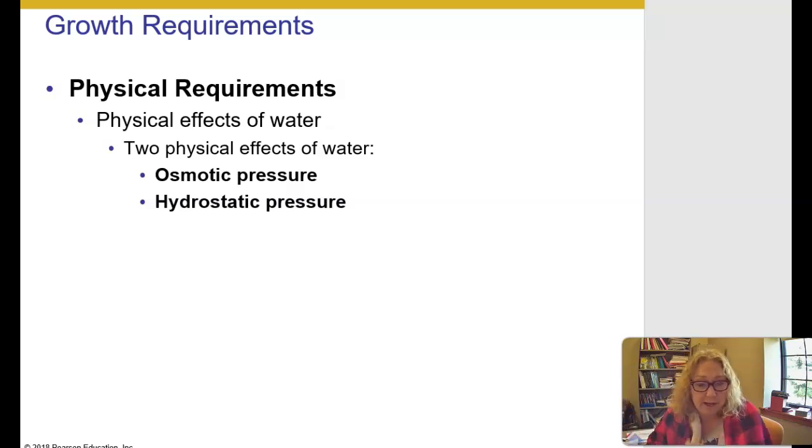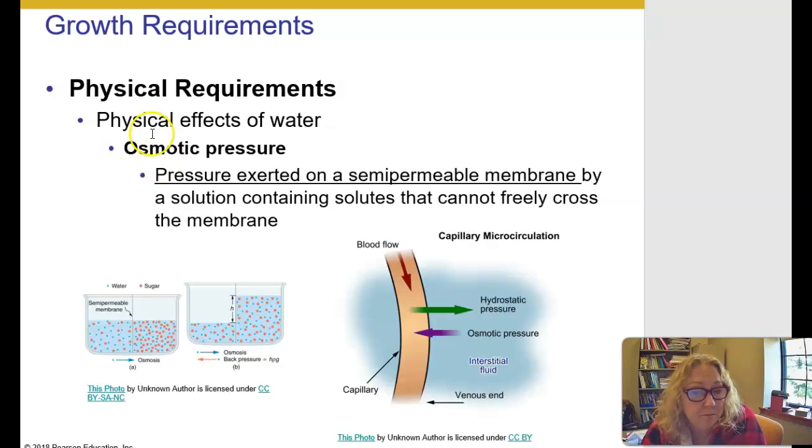And hydrostatic pressure is the pressure either on the cell or pushing the other way from the cell. So these are both really important in terms of the growth of bacteria. So osmotic pressure, again, is related to water is going to rush in to dilute things. Water's job is to dilute things. So here you have a semi-permeable membrane, and water will rush in and change this pressure, this osmotic pressure. It's exerted on a semi-permeable membrane by solution containing solutes that cannot freely cross the membrane.